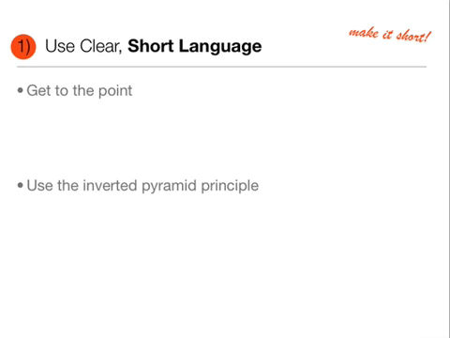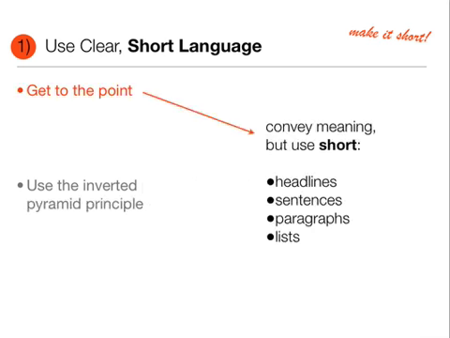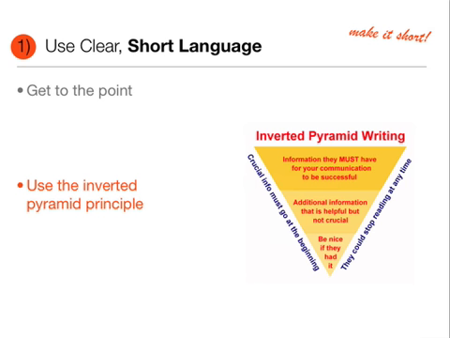You also need to make it short by getting to the point. Make sure that you convey the meaning, but use short headlines, sentences, paragraphs, and lists. Use the inverted pyramid principle when writing. This is the technique newspaper journalists use. You're always in jeopardy of losing your user's attention, so give them the most important information up front.